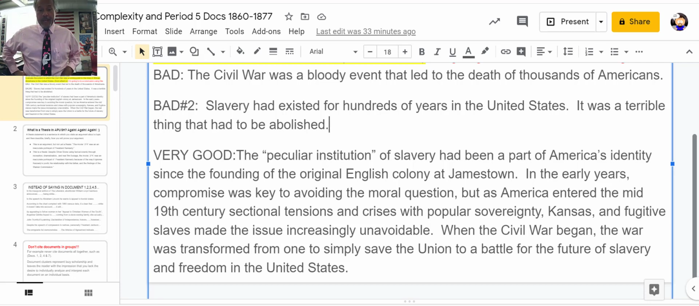When the Civil War began, the war was transformed from one to simply save the Union to a battle for the future of slavery and freedom in the United States. That's a very, very polished historical context. I don't expect you to come up with that, but you understand that you always need some real explanation in your historical context. And you want to do it around what was happening during the time and a little bit before. All right, good.